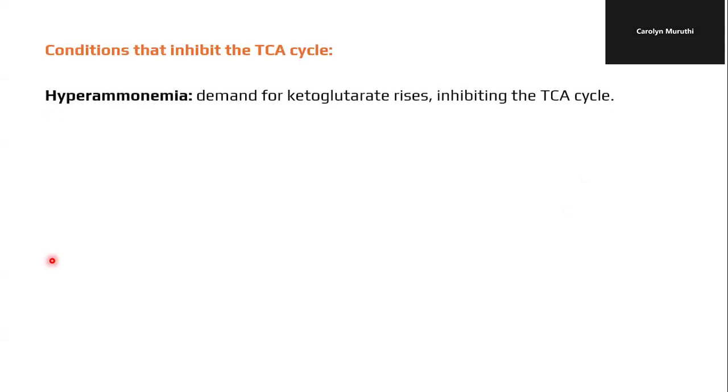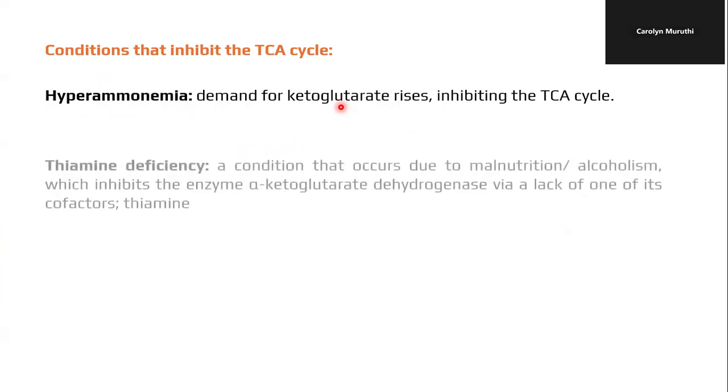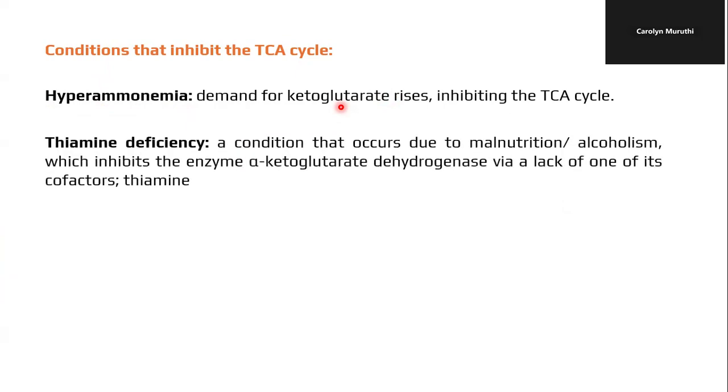It's also important to point out that there are conditions that may compromise or inhibit the TCA cycle, and these include hyperammonemia, because ketoglutarate will be used in taking up ammonia, and therefore levels of ketoglutarate will be low in the TCA cycle and therefore inhibit the cycle.